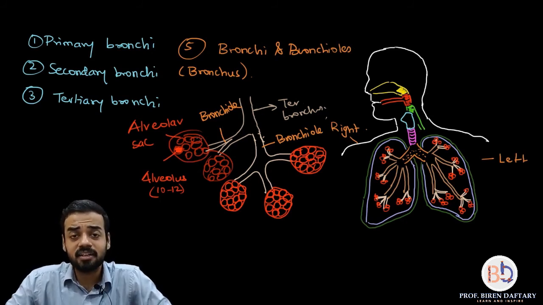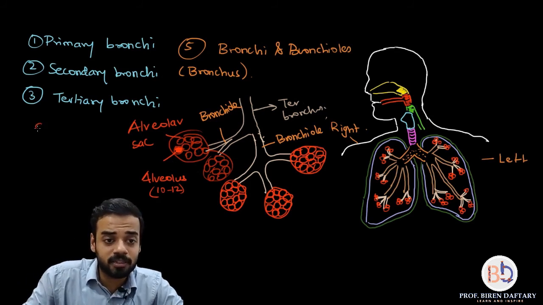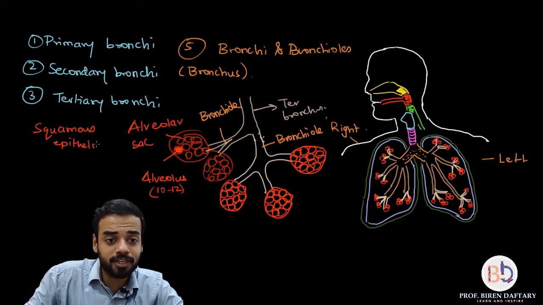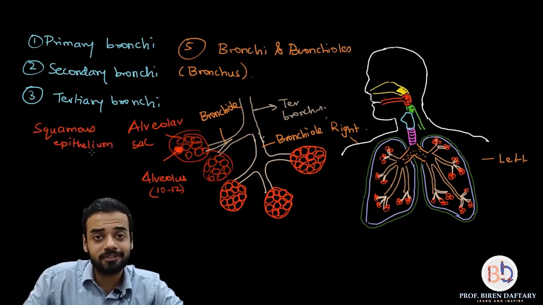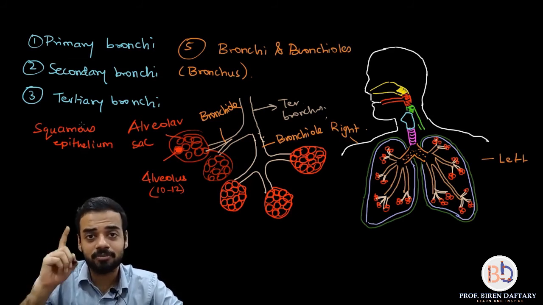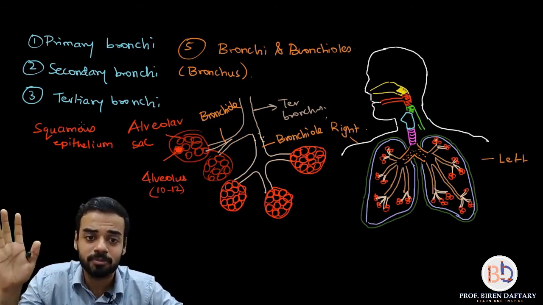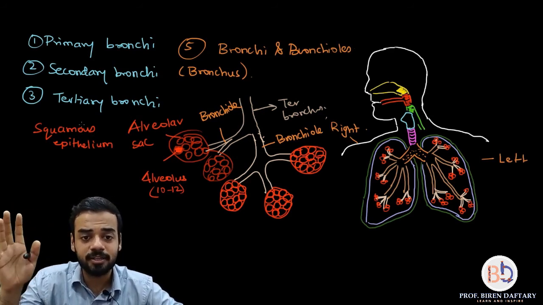So is that clear? Now alveoli is made up of a membrane which is called squamous epithelium. Trachea is made up of, can you remember, pseudostratified ciliated epithelium. This is made up of squamous epithelium, a single layer of cells, and connected to connective tissue through a basement membrane. So is that clear?